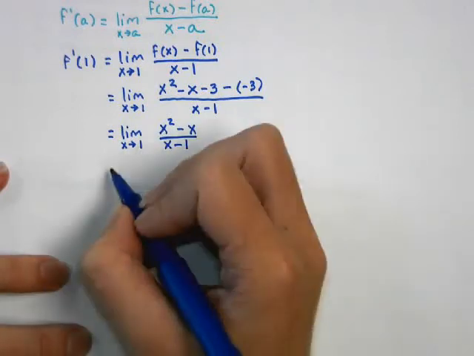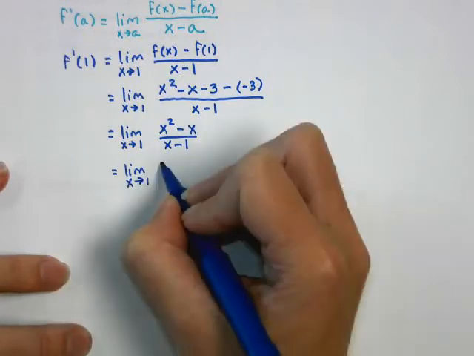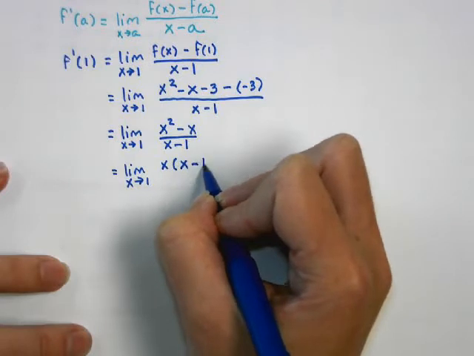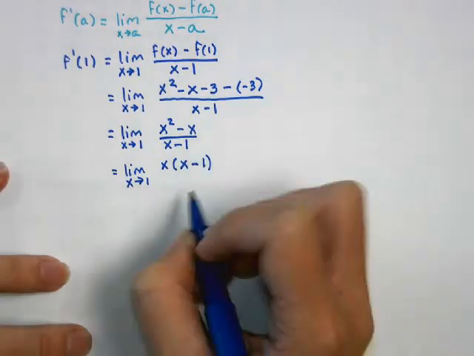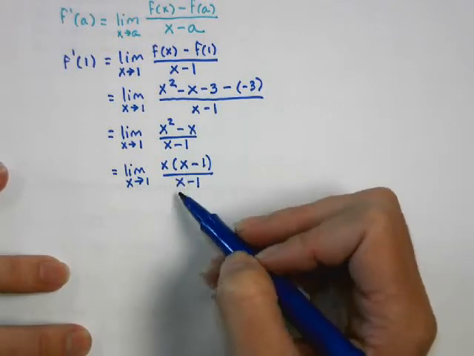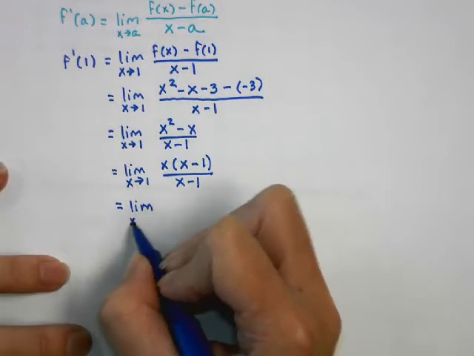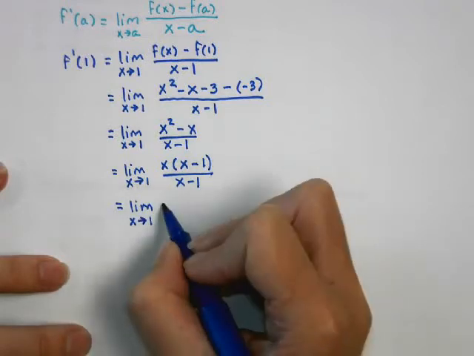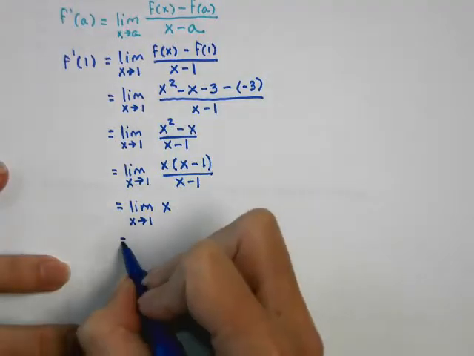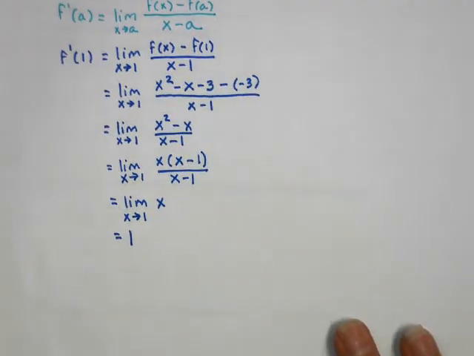So we're going to factor. We factor out an x there on top. So the x minus 1 and the x minus 1 cancel. So we're left with the limit as x goes to 1 of x. We'll plug that in, and we get 1. So we get the same thing from both definitions.